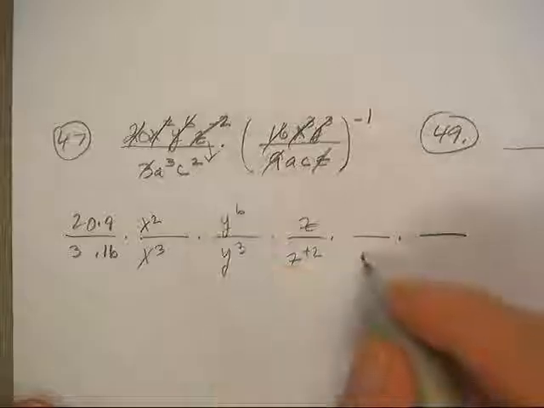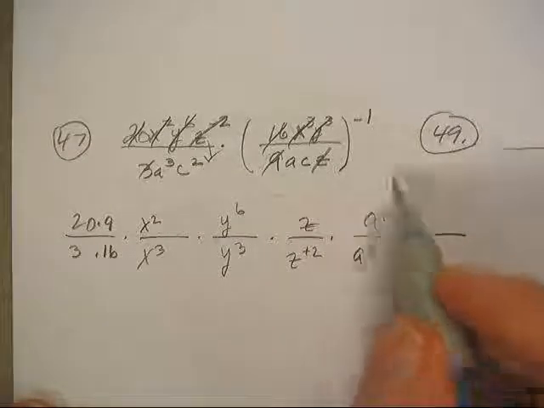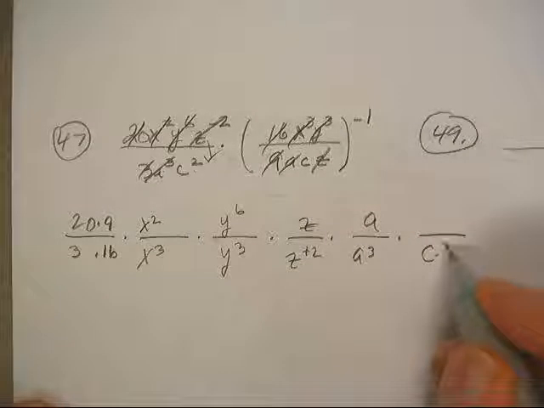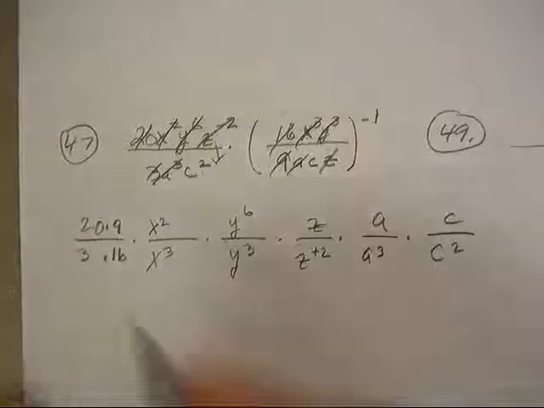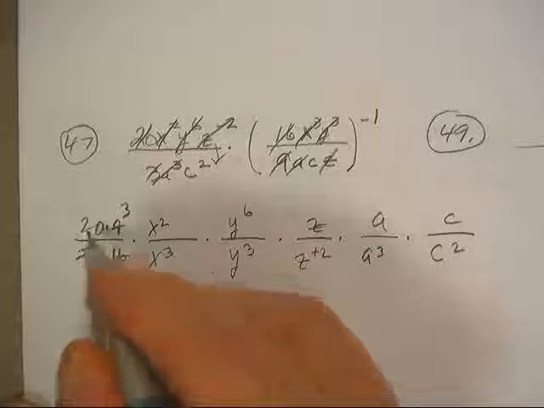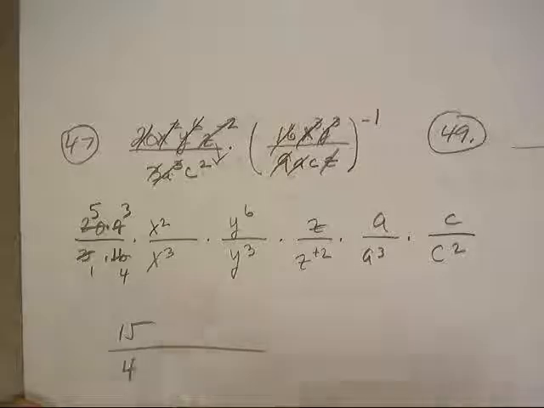Okay, that a cubed is down. This a is going up. There's the a's. The c squared is down. That c is going up. Okay, well, 3 goes into 9. 4 goes into 5. I'm going to get 15 and a 4 on my final answer.